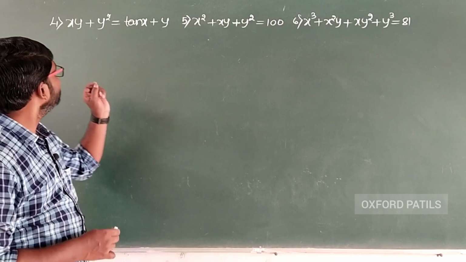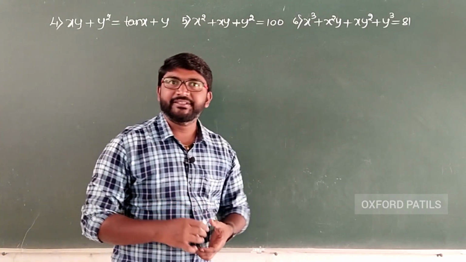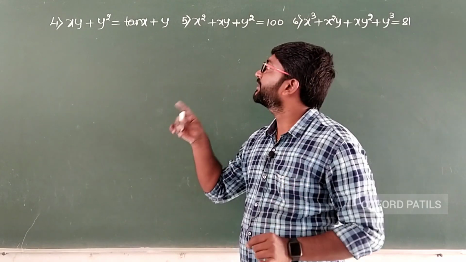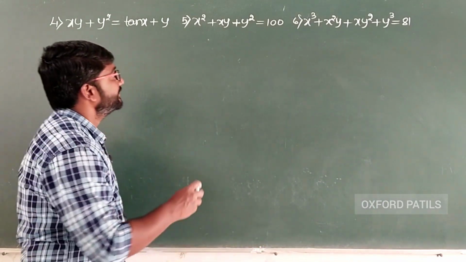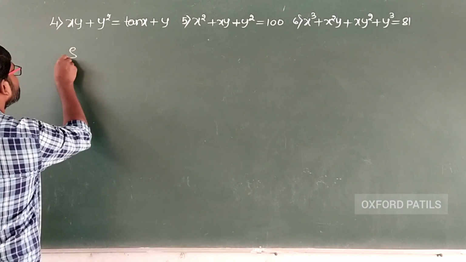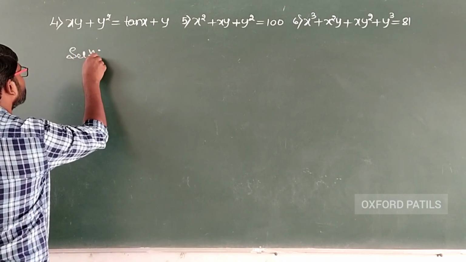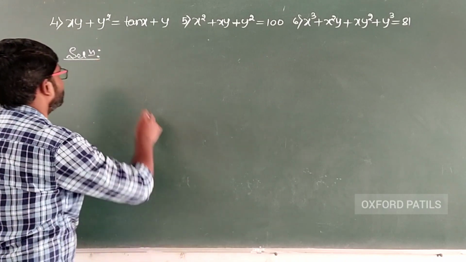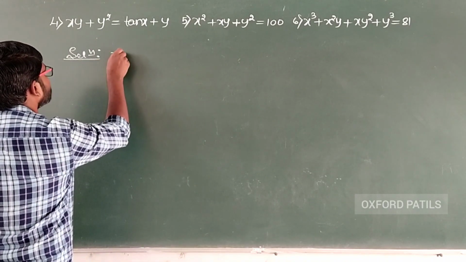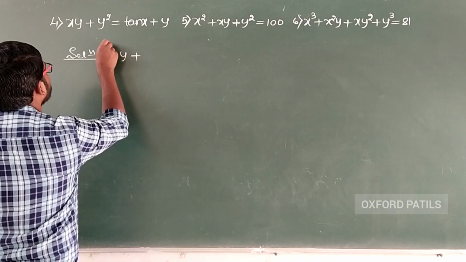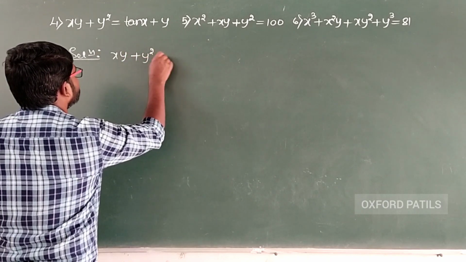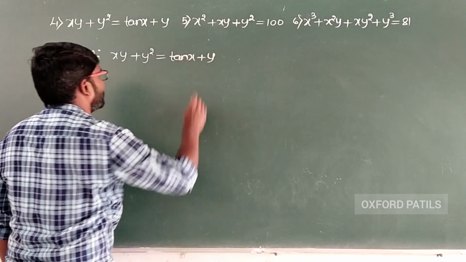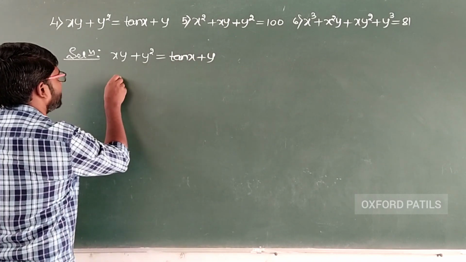Well, the next question, it is question number 4. The given function is xy plus y square equals tan x plus y. So let us solve this. All these three questions are very important for the annual exam. Question number 4, it will be xy plus y square equals tan x plus y. Now differentiate both the sides with respect to x.